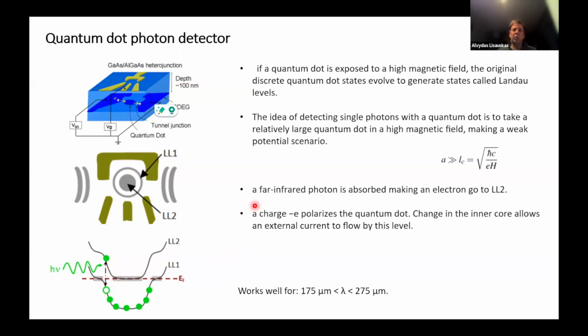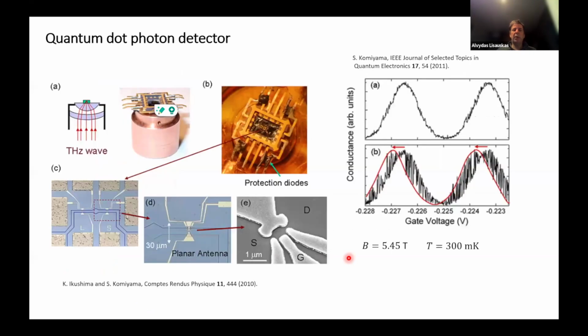Once we implement that scheme, for example, here is the detector of Komiyama made at Tokyo University. It is optimized just by antennas in a frequency range slightly above 1 terahertz, nearly from 1 to 2 terahertz. And an example of their device is shown here.